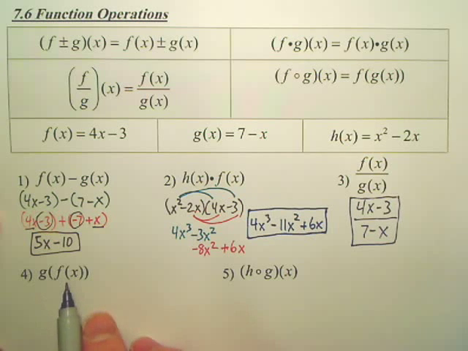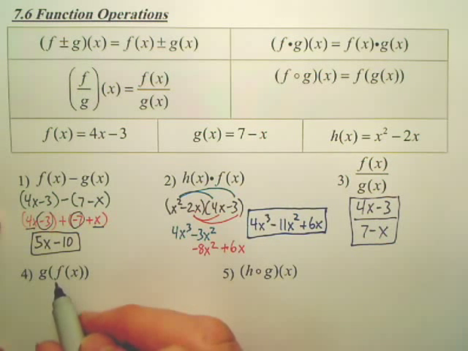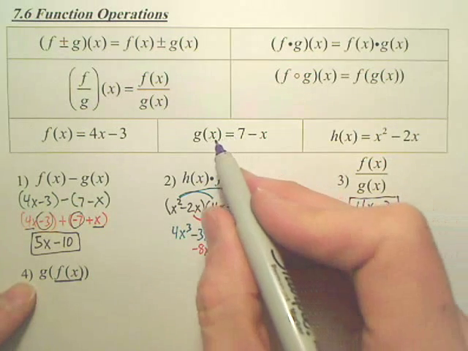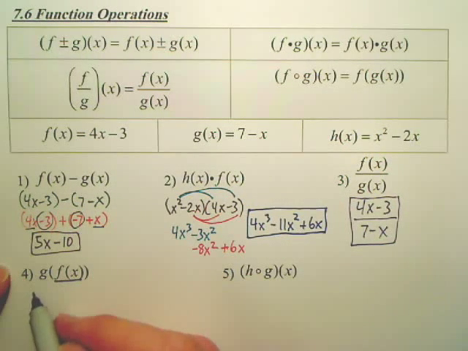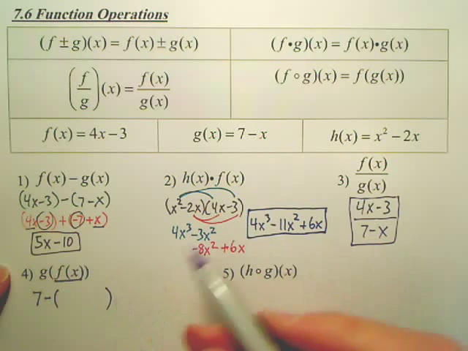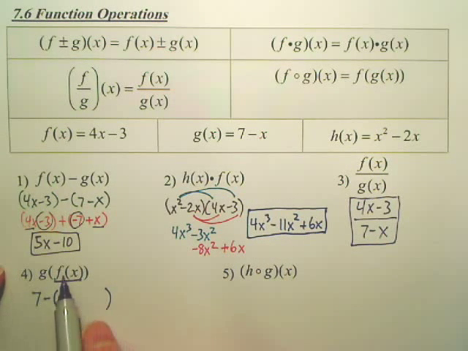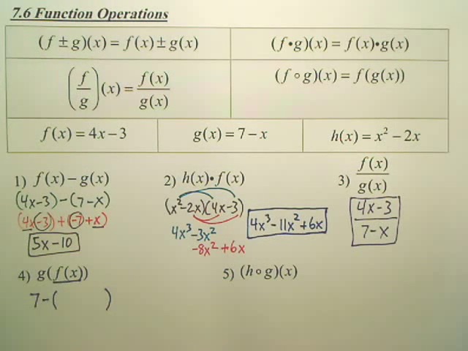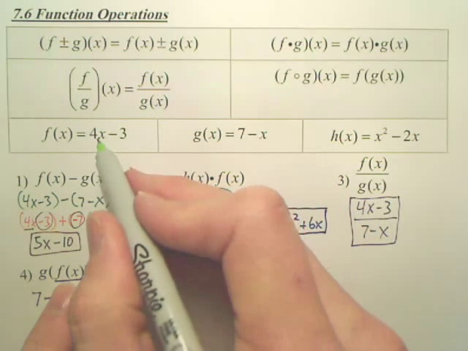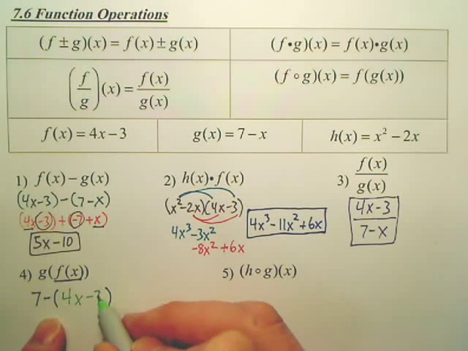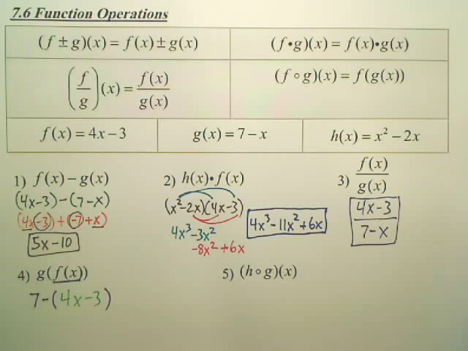Okay, G of f of x. What you see here is f of x is inside of g of x. So first of all, we take g of x. G of x is 7 minus x. Right? But what are we going to plug in for x? What does it say is inside of g? What you see inside of g is an f. So we go over here, f is this. So you're going to plug the 4x minus 3 inside of g.